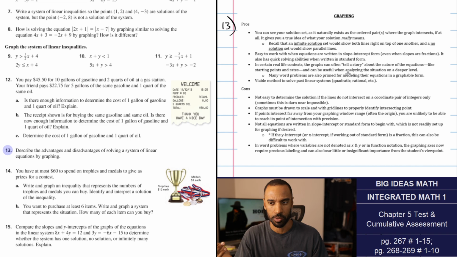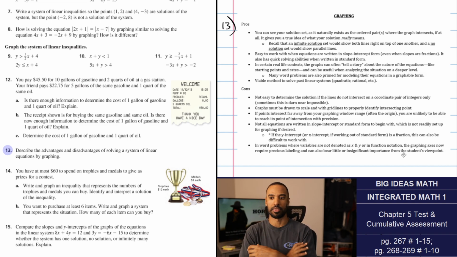When they were fractions, that was okay. It also has quick solving abilities when written in standard form, that you can get y by itself that way, or you can use intercepts for that. In certain real-life contexts, the graphs often tell a story about the nature of them.